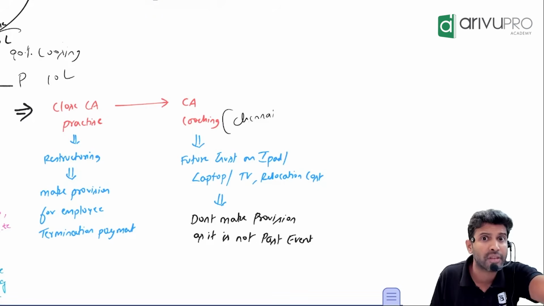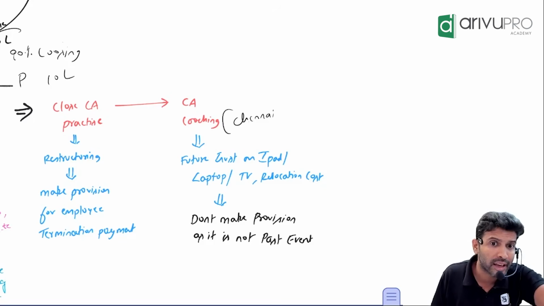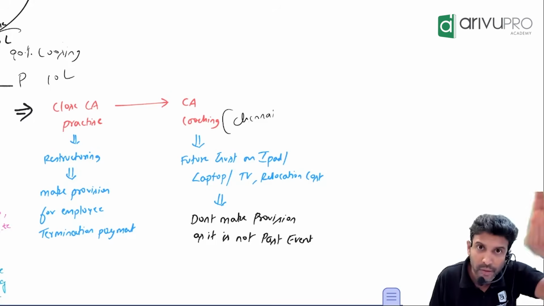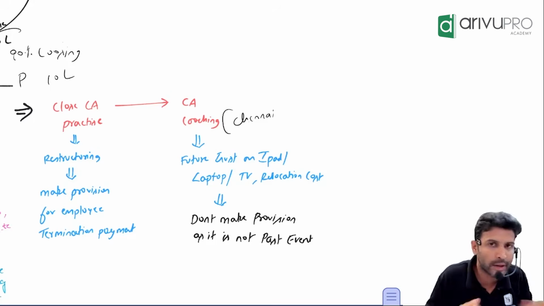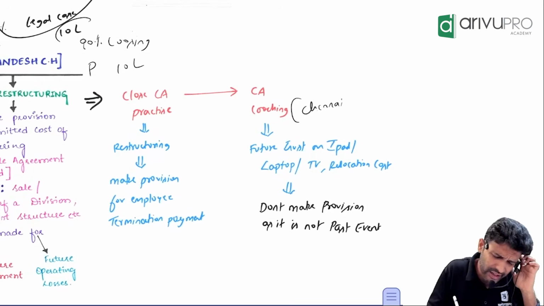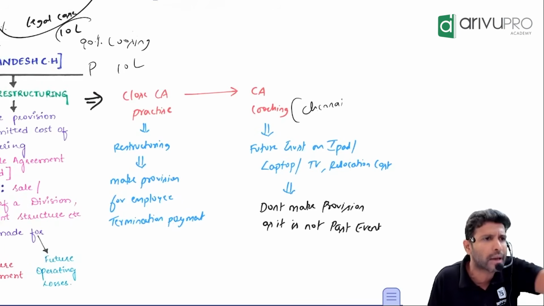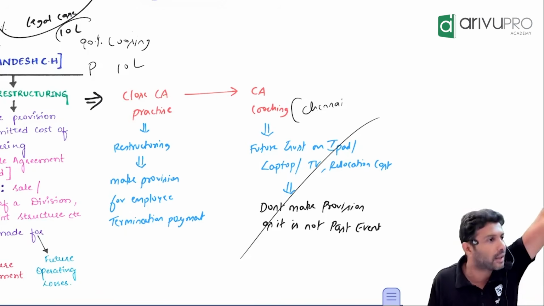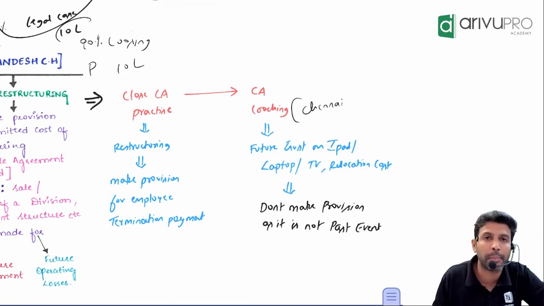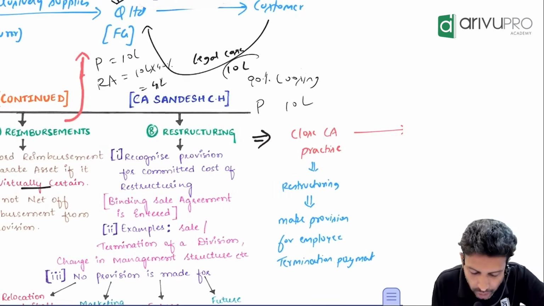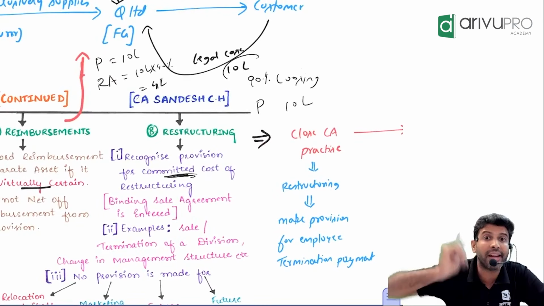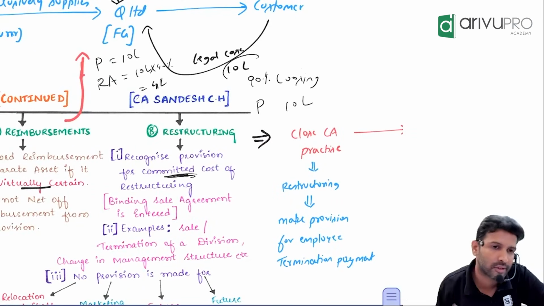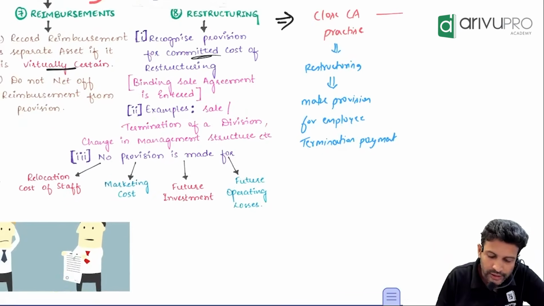Because, sir, provision is a tool to target your P&L. What is the journal entry for provision? P&L to provision. The moment you make a provision, P&L will reduce. So we don't want people to misuse it. That's the reason we're saying anything which is relating to your existing business, make a provision. For this, sorry boss, don't make a provision. Let it happen, then you record. That is what we mean by make provision for committed cost of restructuring relating to the existing business.